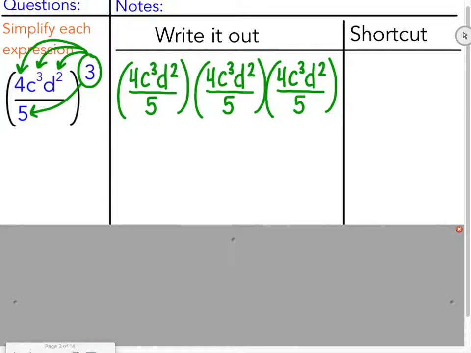Okay, so then that means I'm going to take all these 4s, 4 times 4 times 4, so that'll give me 64. I have 3 C's, 3 C's, 3 C's, so that's 9 C's. I have 2, 4, 6 D's. And then if I do 5 times 5 times 5, I will get 125.